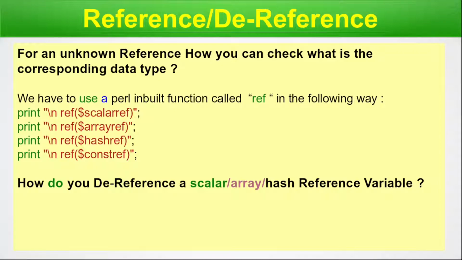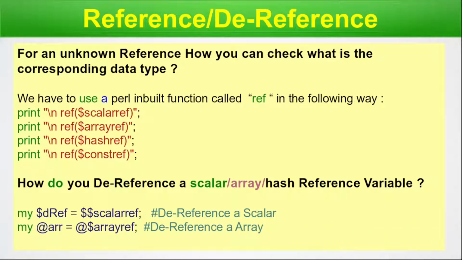How do you dereference a scalar, array, or hash reference variable? So we are talking about dereferencing, which means getting the values stored at the location where this reference is pointing. For scalar, we can use my $dereferenced_value, I have written deref, is equal to $$scalar_ref. We add a $ sign to the scalar ref.